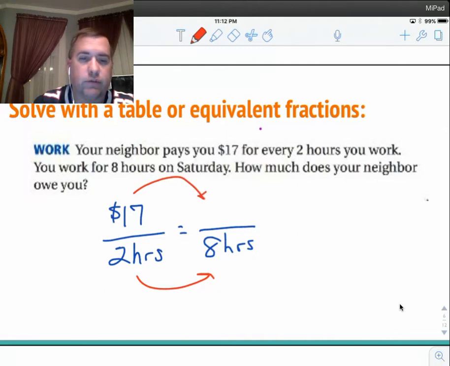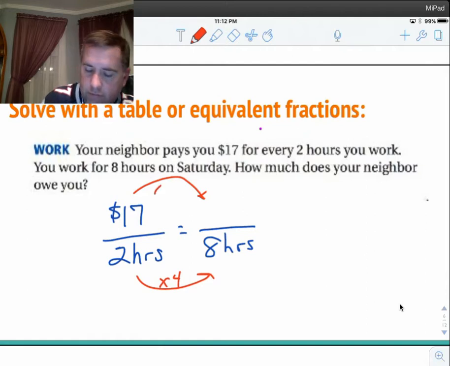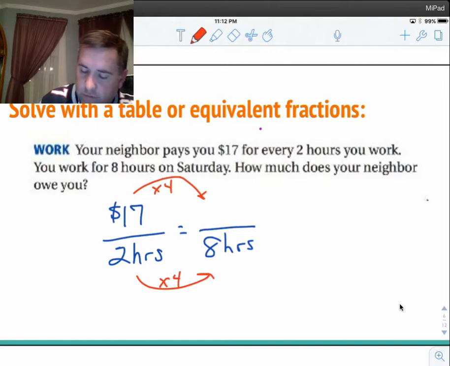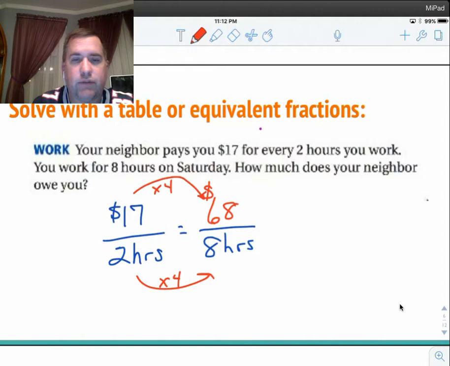So here the question is, how many times would you multiply 2 to get 8? You'd multiply 2 times 4 to get 8. And since you multiply the bottom times 4, you multiply the top times 4. And 17 times 4, using the distributive property, 10 times 4 is 40. 7 times 4 is 28. 28 plus 40 is $68. So you would get paid $68 for those 8 hours of work.